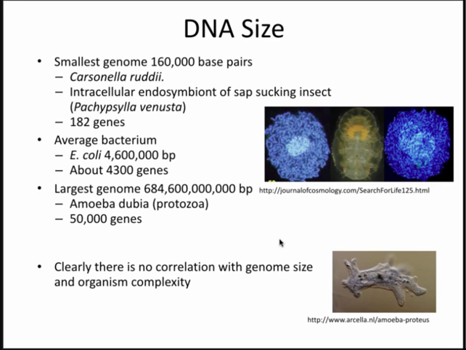And the largest genome ever measured is Amoeba dubia, which is 684 billion base pairs. Now, that huge amount of base pairs only codes for 50,000 genes, so there's obviously a lot of non-coding regions in there. But clearly what you should get from this is there's no correlation with genome size and organism complexity. Humans, if you're curious, are about 3 billion base pairs, or about 21,000 genes.